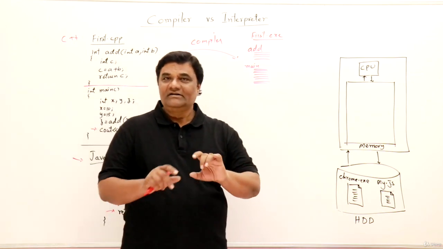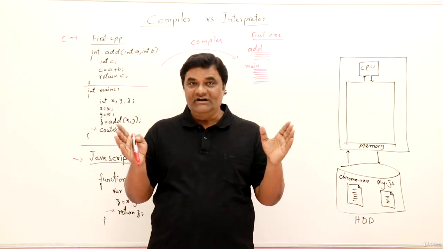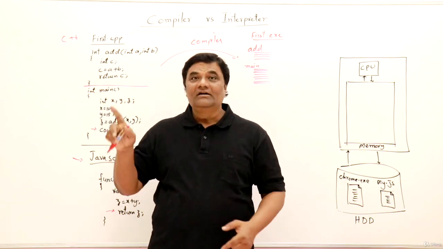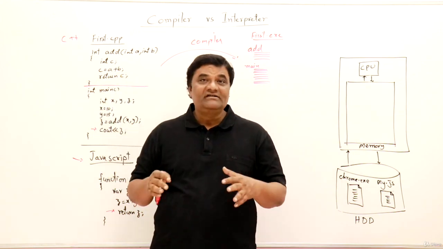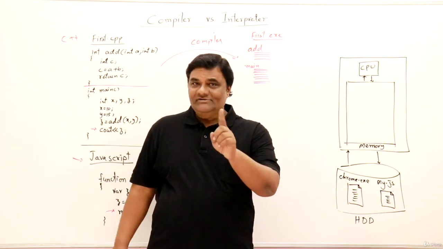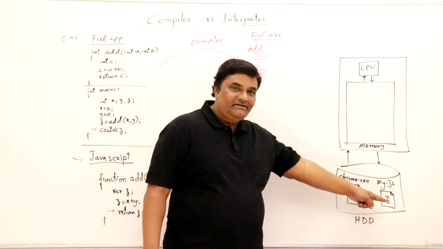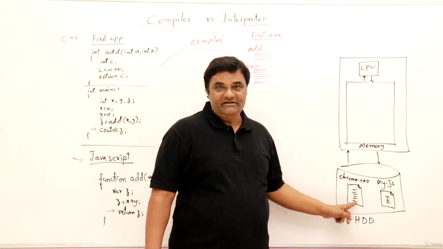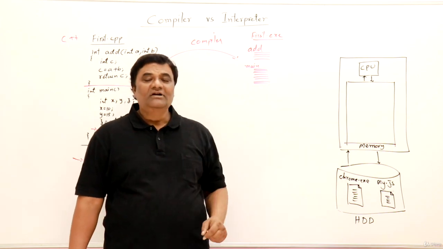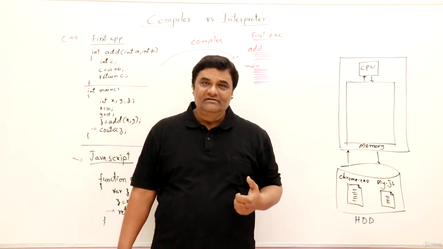Now finally, concluding point. Who is faster? Compiled programs or interpreted programs? Compiled programs are faster because they run independently as a separate program. Interpreted programs are not faster because they don't run independently, they run inside the interpreter, in the context of the interpreter. So they are slower, but they are easy to write.